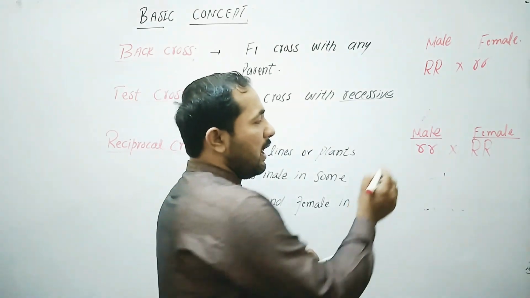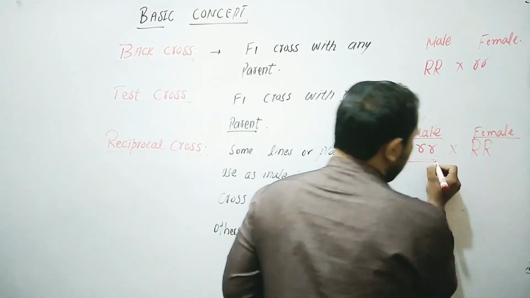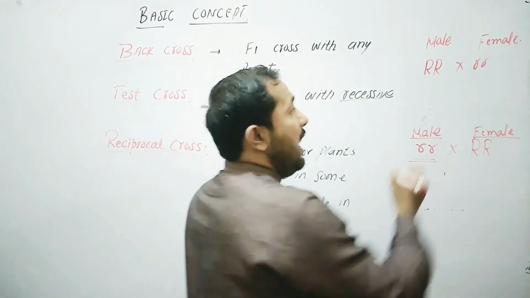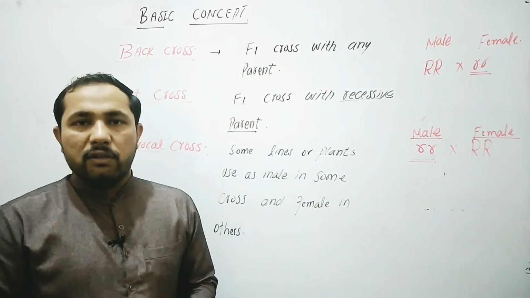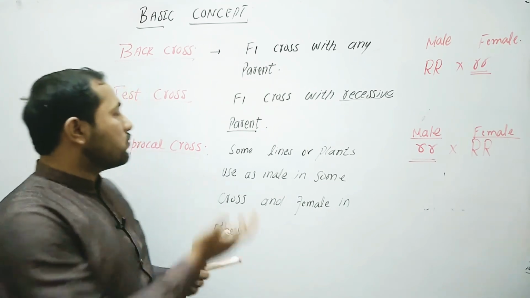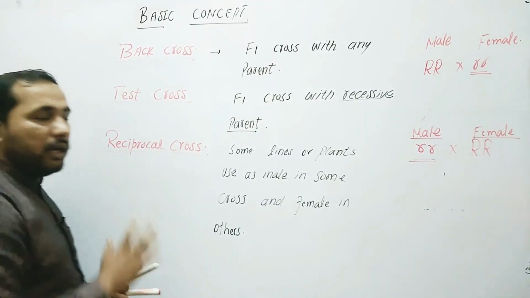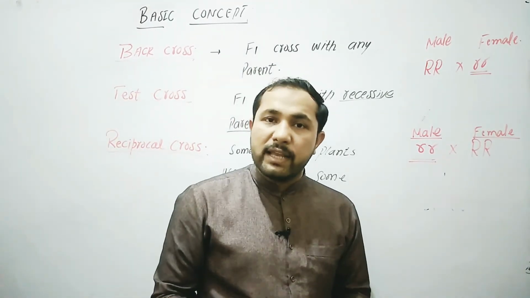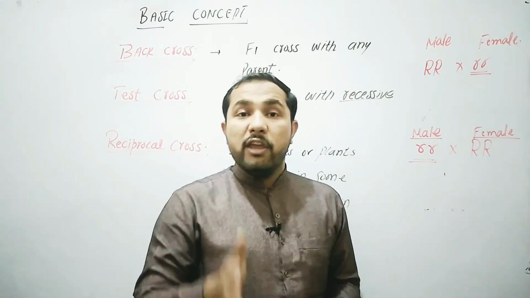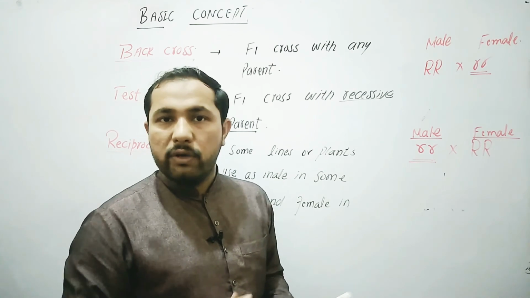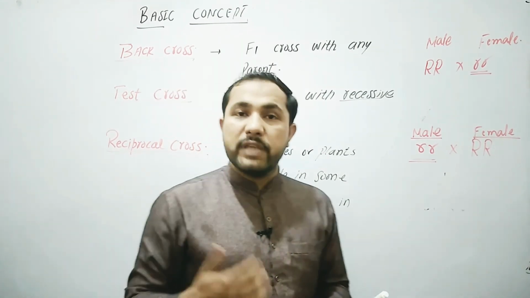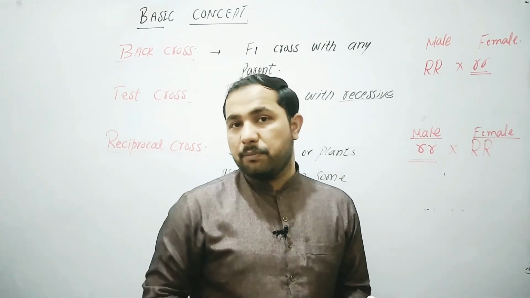So in some crosses, if we take a line or plant as a male, and in the other cross we use it as a female, to check the effect, what is it called? It is called a reciprocal cross. It is only performed to check the maternal effect, the effect of the mother's genome on the developing child. This is the only way to check that, so we have to perform reciprocal crosses.